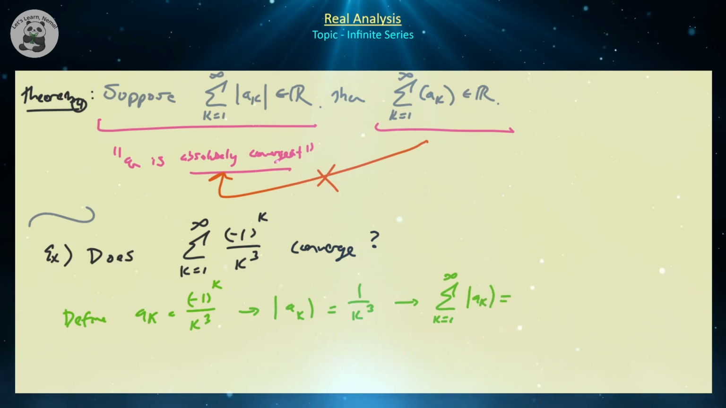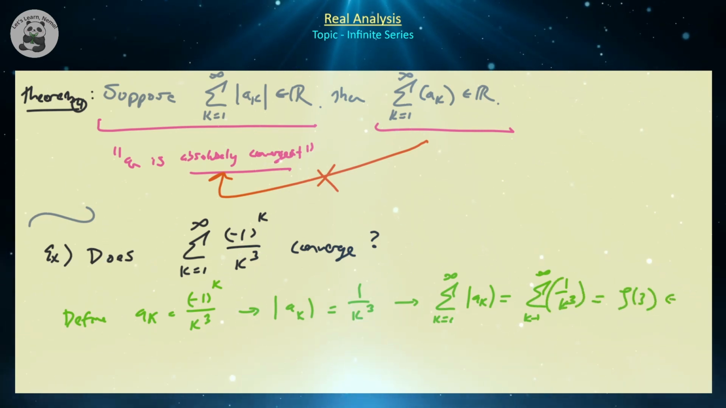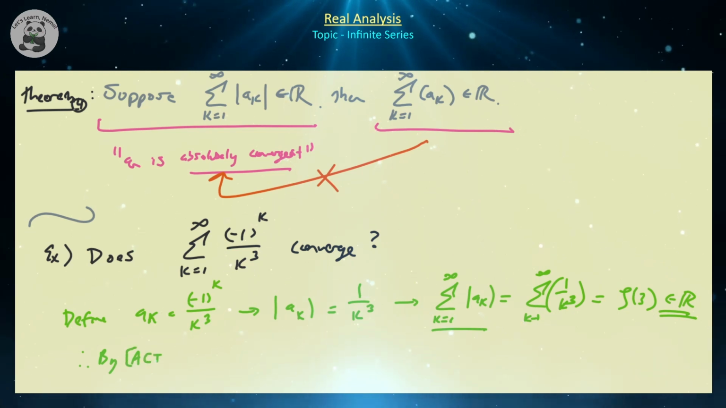And that means the sum from k equals 1 to infinity of the absolute value of AK is just the sum from k equals 1 to infinity of 1 over k cubed. We know that's just equal to zeta of 3, which we already know is a real number because 3 is bigger than 1. So we have that the absolute value of AK converges, which means that this series is absolutely convergent, which means that this series does converge, right? So by the absolute convergence test, or the ACT, we have that this series does converge.